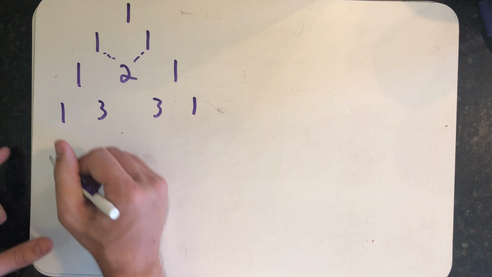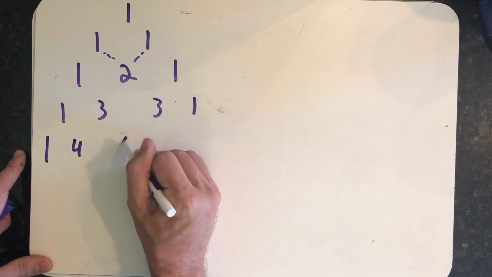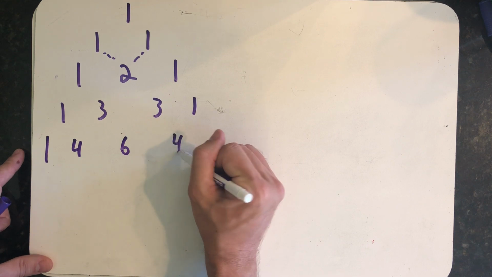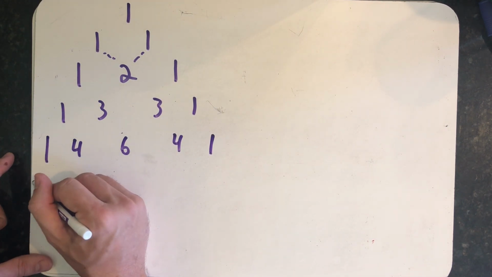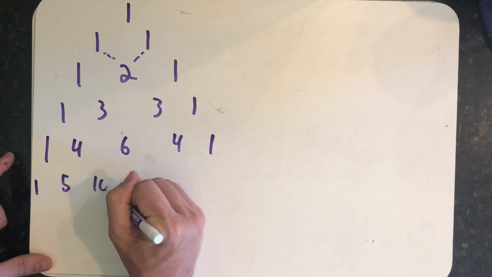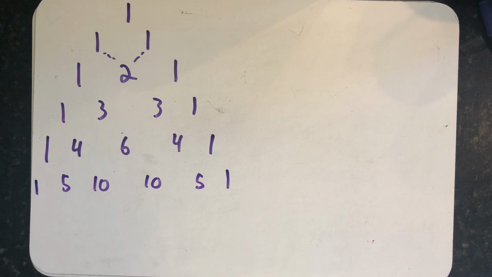I'm going to add another row. Start with a 1, 1 and 3 make 4, 3 and 3 make 6, 3 and 1 make 4, and then end on a 1. And just one more row, just for the heck of it. And we could extend Pascal's triangle as far as we wanted to forever and ever.